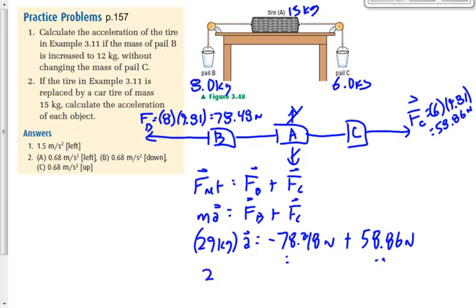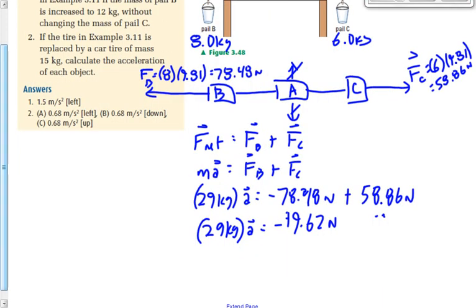All right, so we get 29 kilograms times the acceleration equals negative 19.62 newtons. Now we're going to solve for A here. When we do that, I assume we get 0.68 or negative 0.68 meters per second squared.